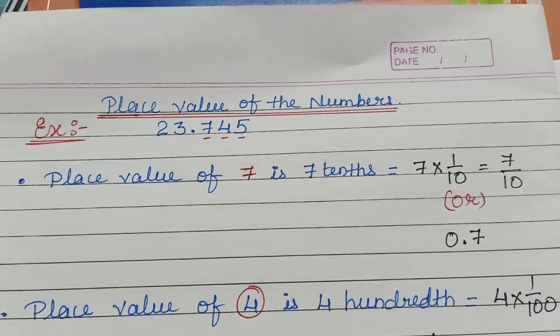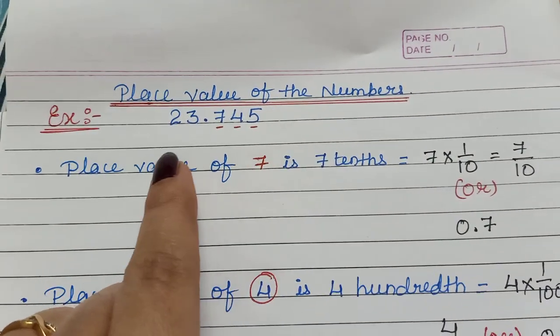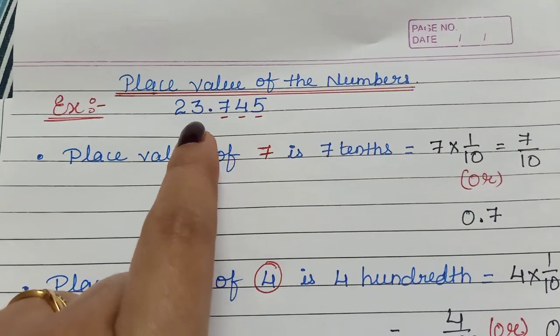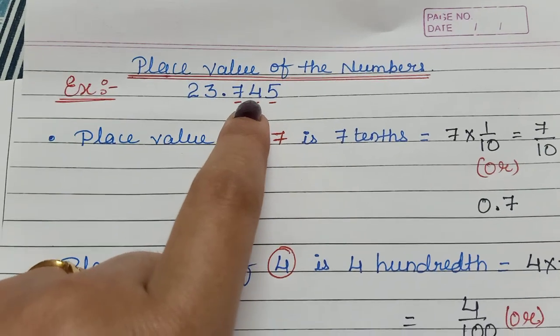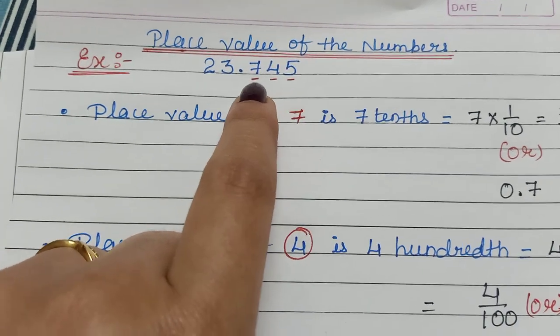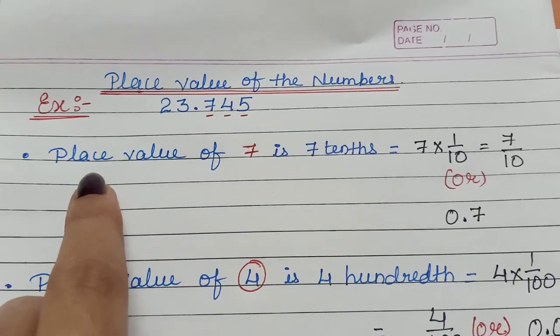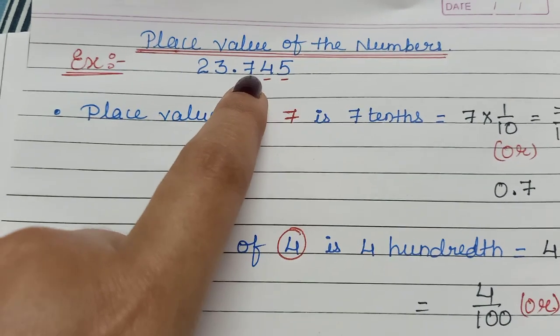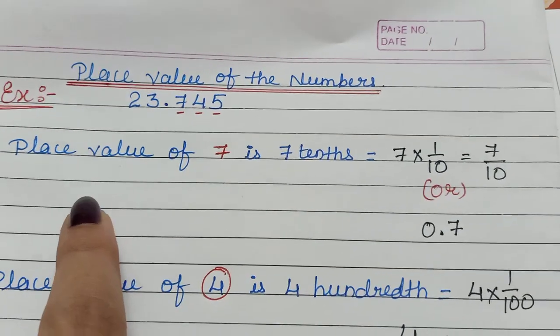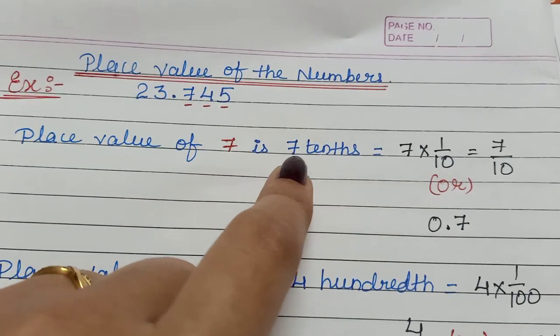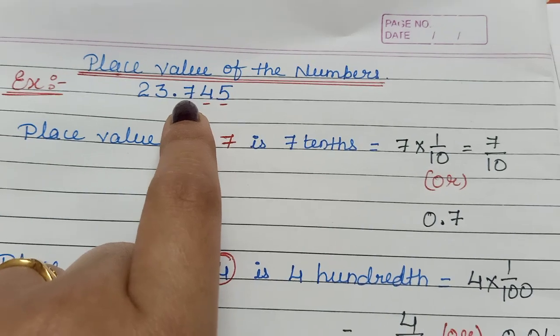Now let's quickly see the place value of a number. I've taken an example here, 23.745. Clear? 745, we have to read as single digits. Now, what is the place value of 7 in this number? As we can see, the place value of 7 is 7/10 because it is in the tenths place.